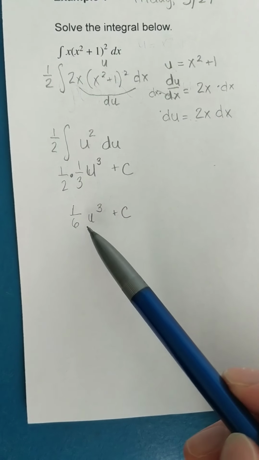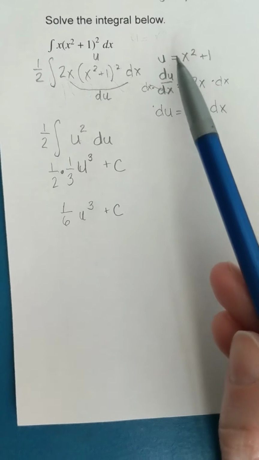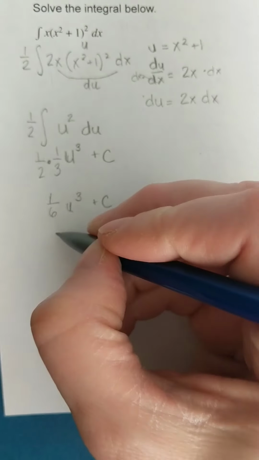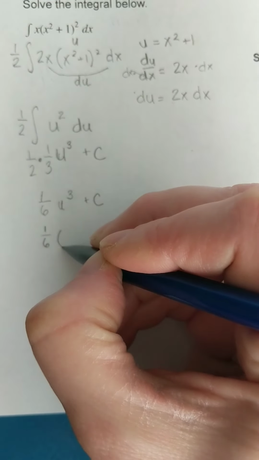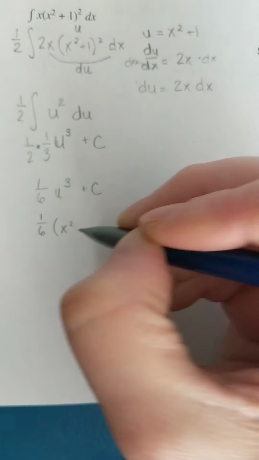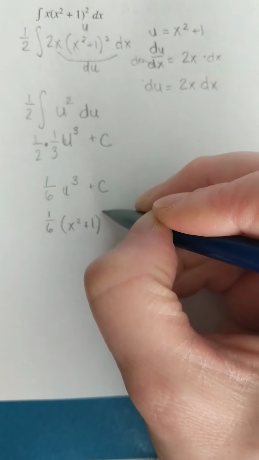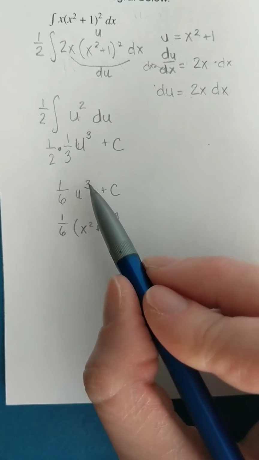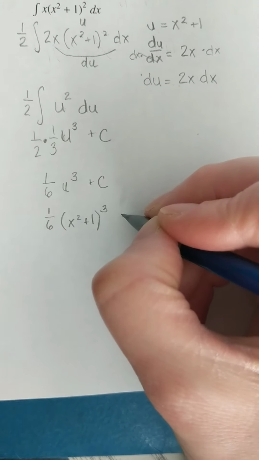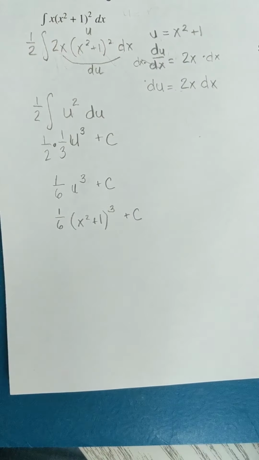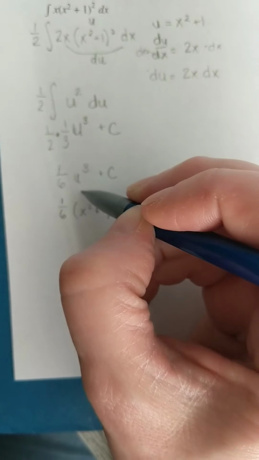And I can't leave it as u, so I'm going to put in x squared plus 1 instead of u. So it's like I'm putting it back in there. And I remember to keep my outside function there. And now I'm finished. I have my answer.